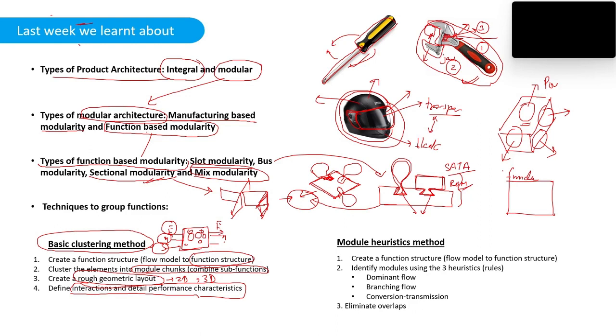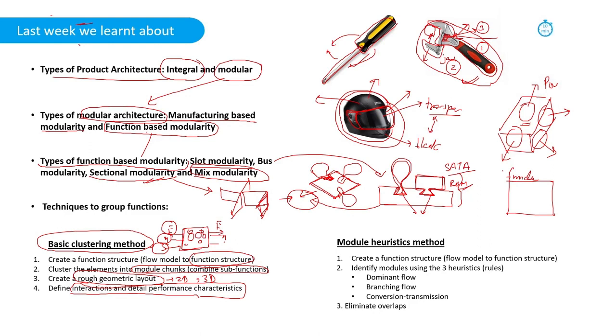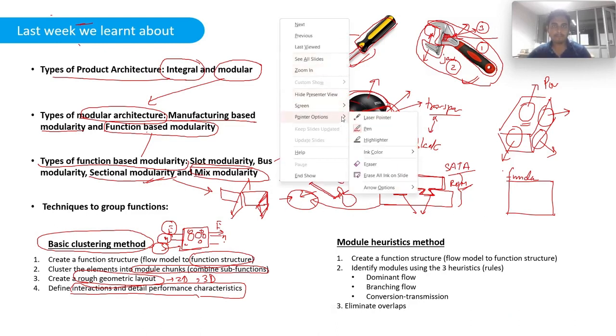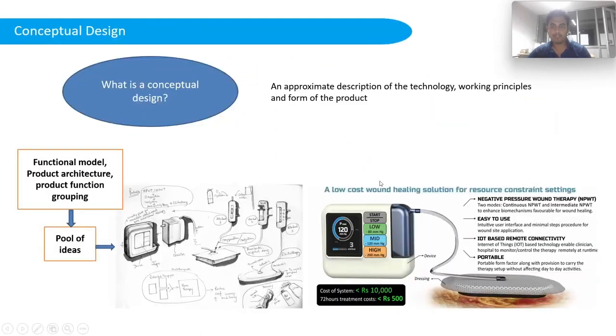Sorry, some sort of internet issue. Okay, sorry for the interruption. There's some sort of internet issue at my side. Okay, so where I was.